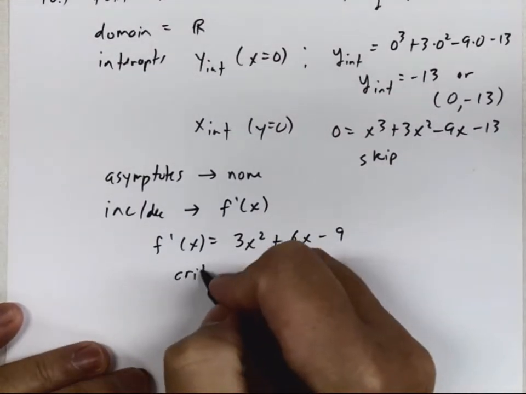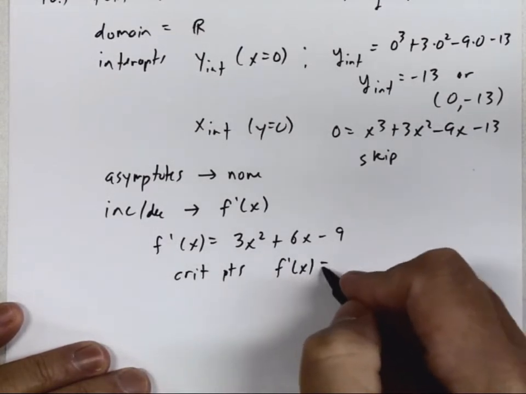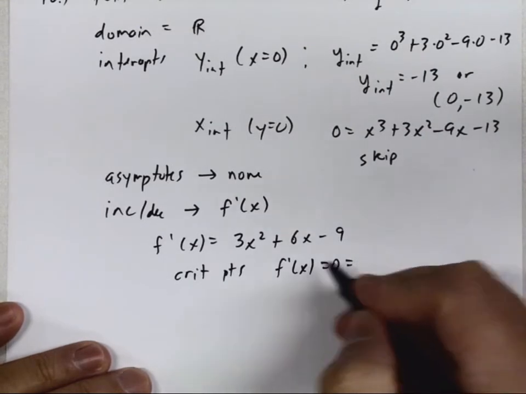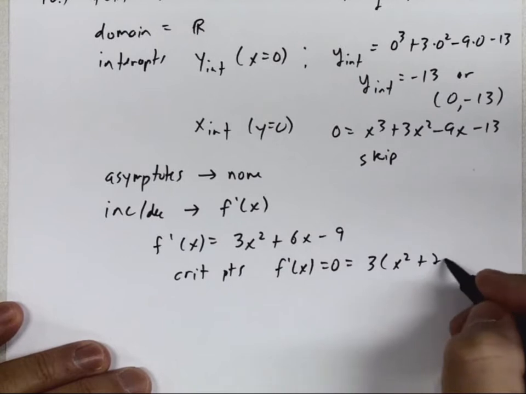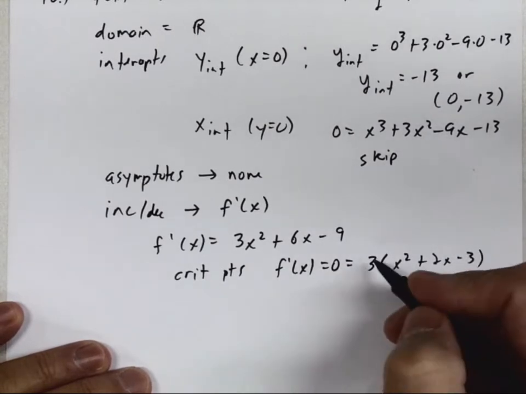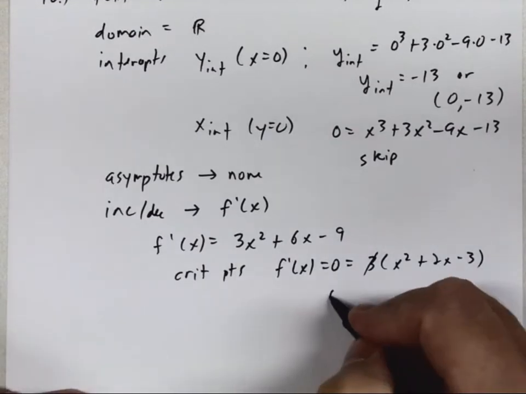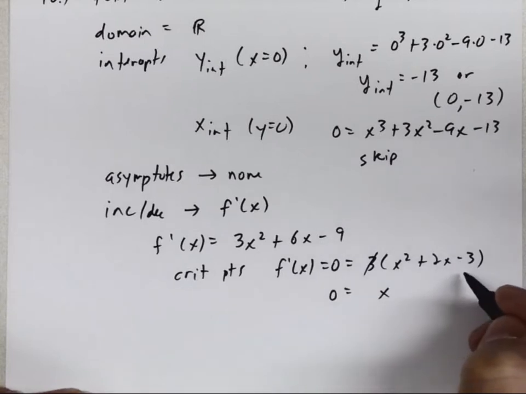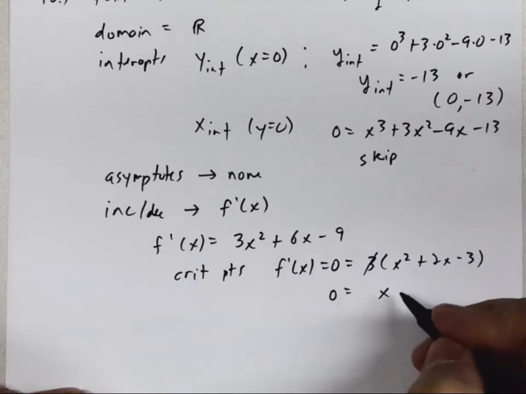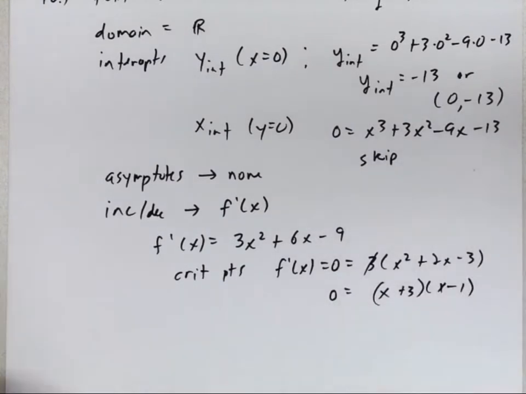To find the critical points, I'll first set the first derivative equal to 0 and solve for x. I'm going to factor out a 3 as I write this. And actually, this 3 should disappear if I divide both sides by 3. This actually factors. This may have been the same thing we factored a few minutes ago. I think it's going to be x plus 3 times x minus 1.